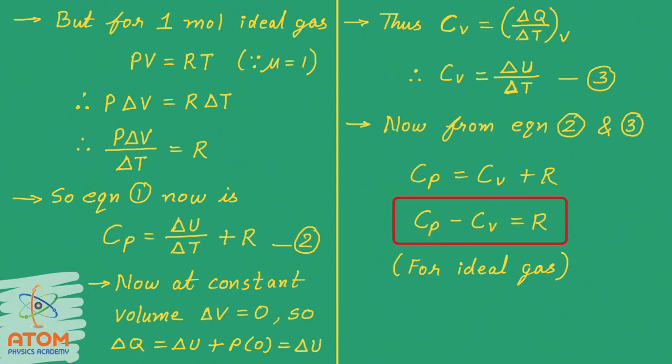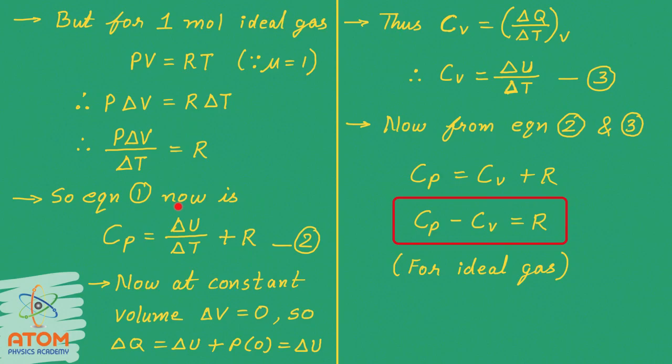Now we also know that for 1 mole the ideal gas equation becomes PV is equal to RT, where mu becomes 1. And so you can also write P delta V is equal to R delta T. And from that we can write P delta V upon delta T is equal to R. Why am I making this equation? Because this is the same term in the right side of the first equation. So in the first equation at the right side I am going to put R at the place of P delta V upon delta T.